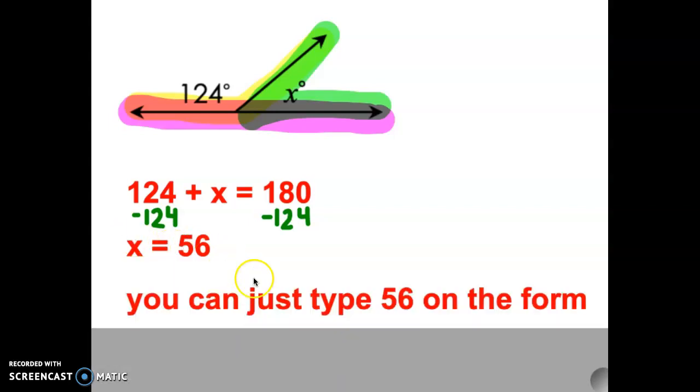When you enter this into the Google form, you can just write 56. You don't have to type the x equals.